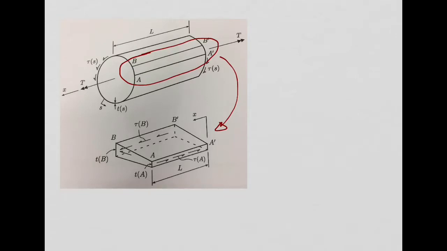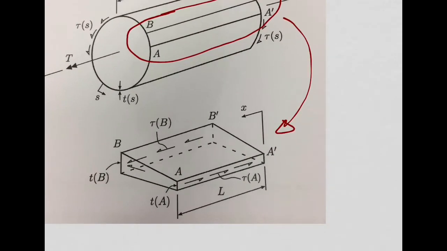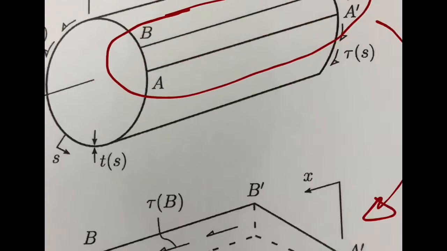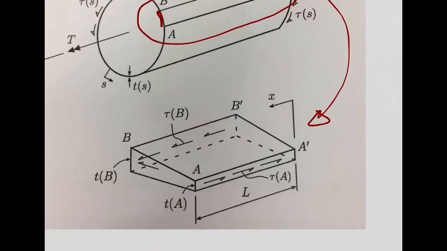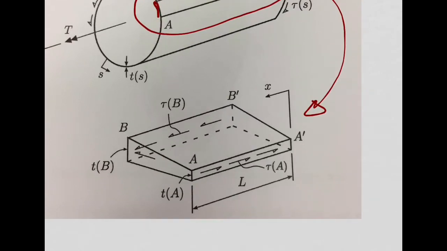So if you look at this wall here, I will try to shade this wall. If you look at this wall here, okay? Between point A and point B. And what you will have is a shear stress. This is a shear stress, which needs to be equal at this point, needs to be equal to the shear stress tau B.